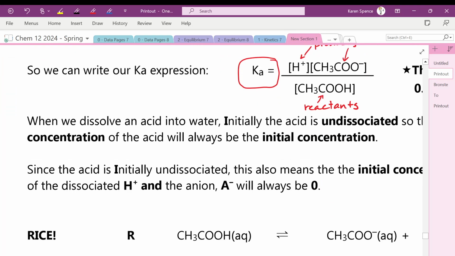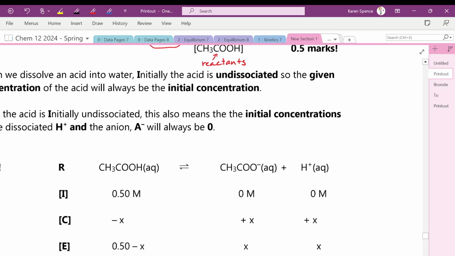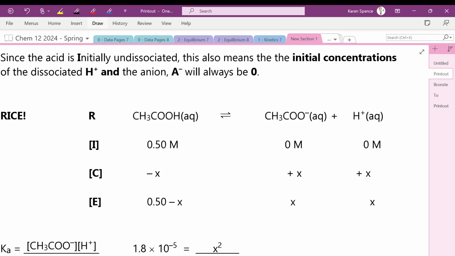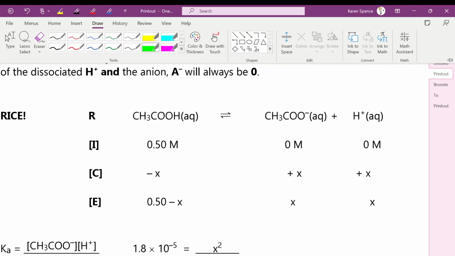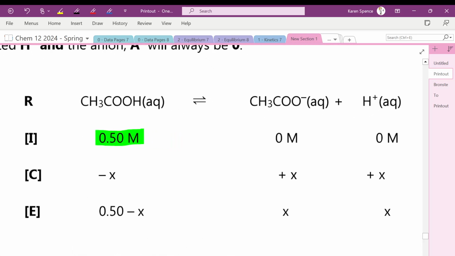Okay, so now we say, all right, this is great. We know our initial concentration. We have our reaction, and so now we're going to set up a RICE table. We know our initial concentration because it was given in the question. Here we go, 0.50 molar, okay?